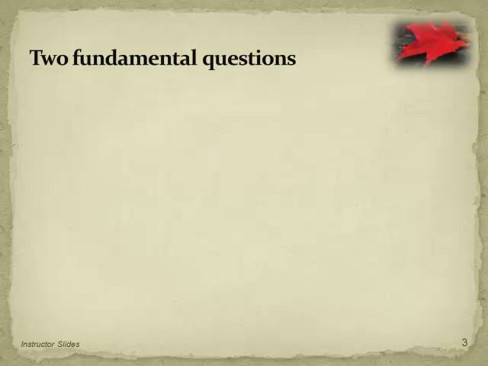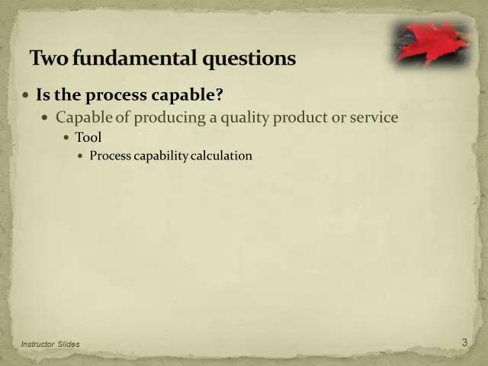So, the whole field of statistical process control that Walter Shewhart gave us can be boiled down to answering two fundamental questions. What I'm trying to do is keep it easy so that we don't get caught in the formulas and in the calculations. We're just trying to do basically two things. The first is we're trying to answer the question, is the process capable? And you may ask, capable of what? Well, is it capable of producing a quality product or a service?